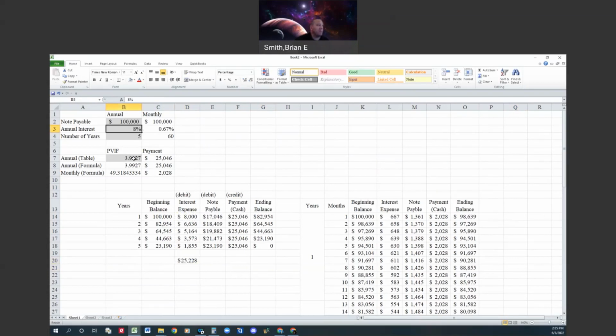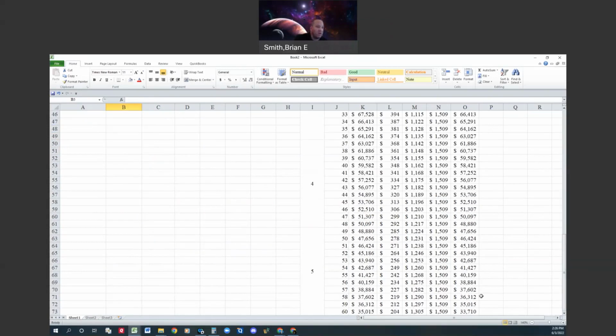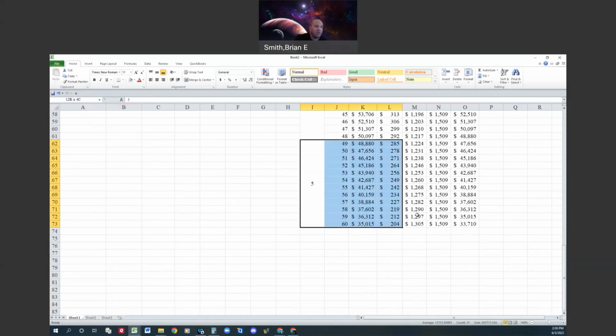Now, the annual table, this stuff isn't going to change because I looked it up and it's hard coded. And this is why the formula method is preferable, because if I decide I want to do 7%, it's going to change everything for me. What if it's 7 years? It changes everything for me. The only problem is going to be down here. We're going to have to carry this out, and you can carry this out if you want.